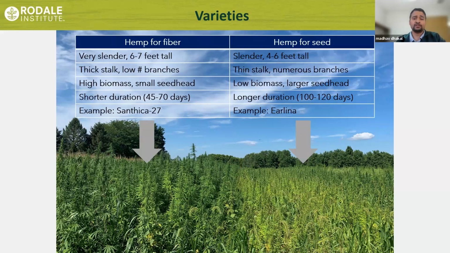So here's an example. The photograph shows two different hemp varieties. On the left-hand side is the Santika 27, which is really tall and thick, whereas the right-hand side is the Arlena, which is the seed type hemp, which is short and also thin in terms of stalk size.